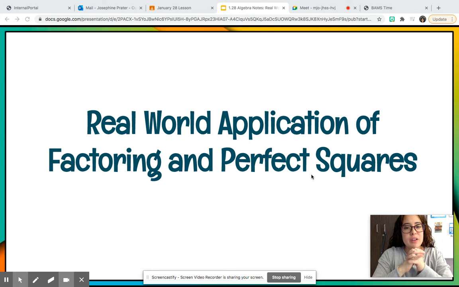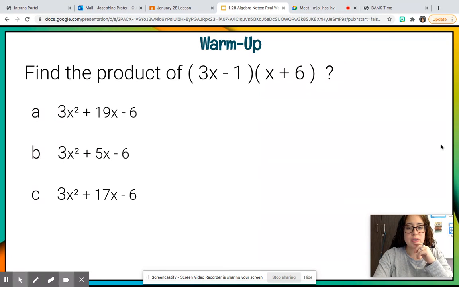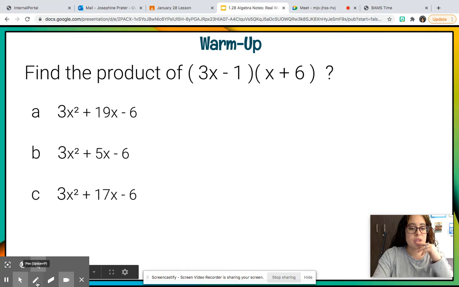Hi everyone, today we're going to be learning about the application of factoring in the perfect squares. So let's go ahead and move on. The warm-up of the day. Just a friendly reminder that there are different ways to do the warm-up, okay?